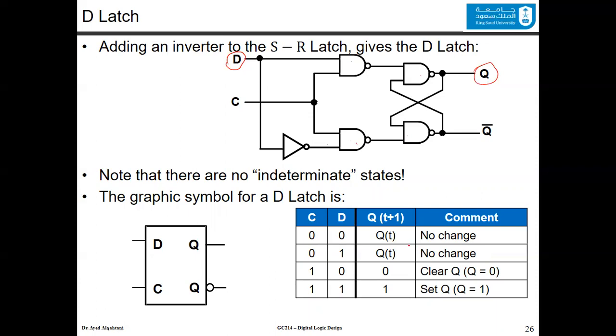Now we have the D latch truth table, where if you have the clock equal to 0, you are saving the value. If the clock input equals 1, whatever the value of D will be generated in the Q. And this is the graphic symbol for it. It has 2 inputs and 2 outputs. The inputs are the data line D and a clock, and the outputs are Q and Q bar.